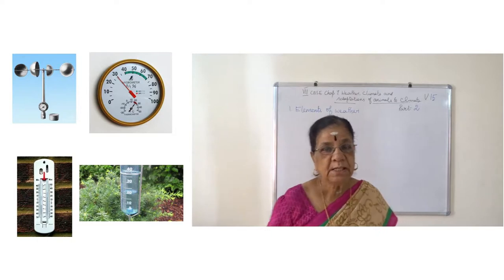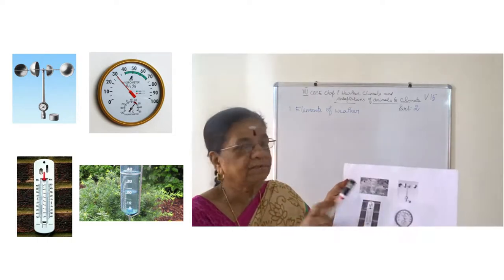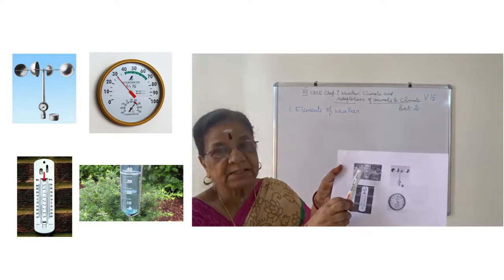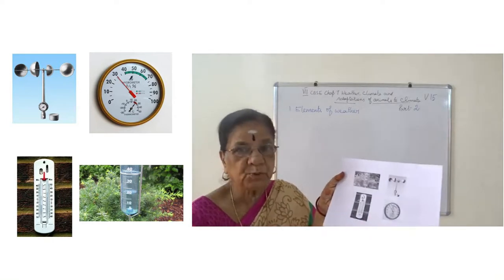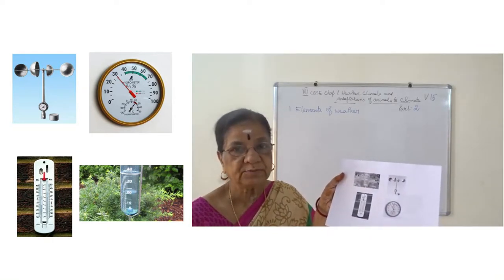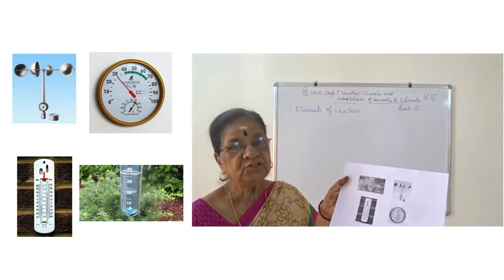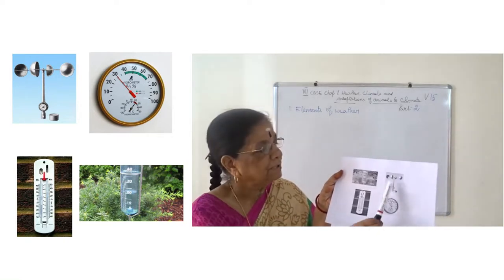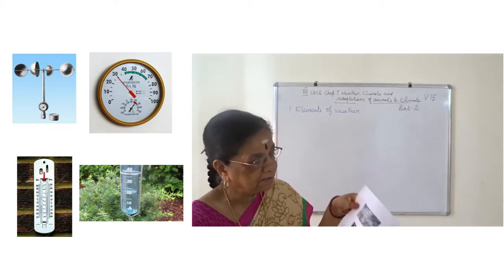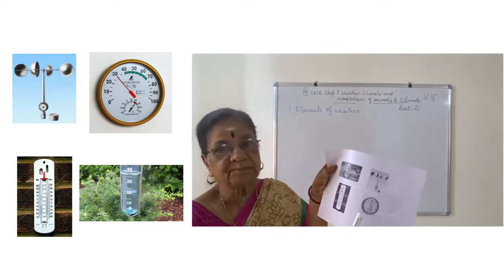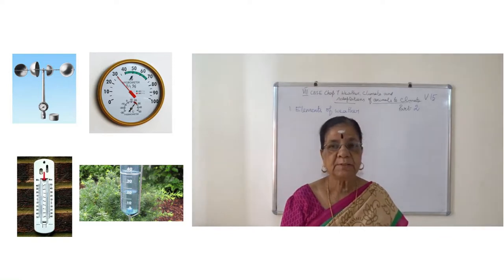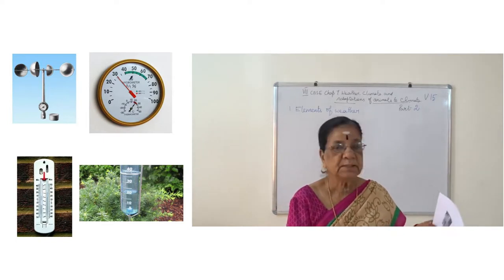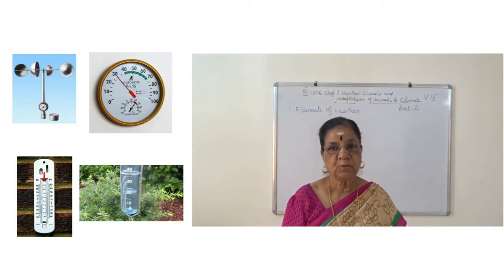can be measured using this rain gauge. This is the picture in the video session. And this is the anemometer, used to measure wind speed, to know the speed of the wind. And this one is the hygrometer, where the humidity, the moisture content present in the atmosphere, can be found out through this hygrometer. I hope you are able to follow this.